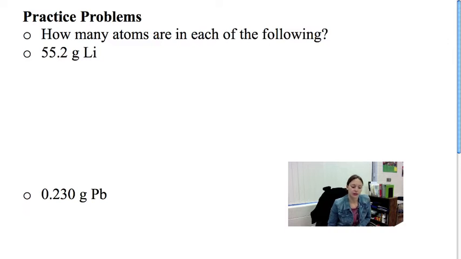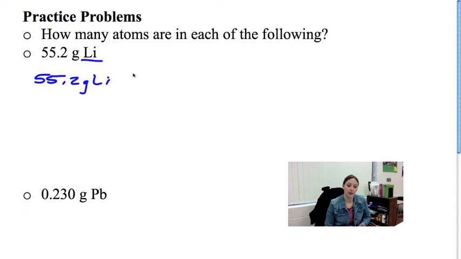Alright, so let's go ahead and look at a couple of examples. How many atoms are in each of the following? We have two elements, A and B, and then we're going to look at two compounds, C and D. So let's start off with 55.2 grams of Li. And then I want to know how many moles are in there, because when we did the ordinary conversion, we went grams into dozens. So I'm going to go grams into moles. I have to look up on the periodic table and find Li, which is lithium, and find its molar mass. Well, when I do that, I get 6.94 grams per mole.